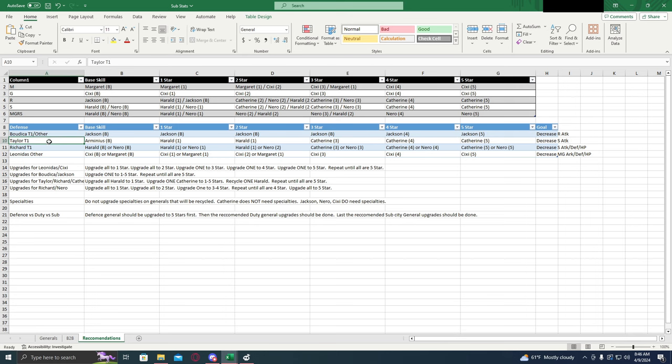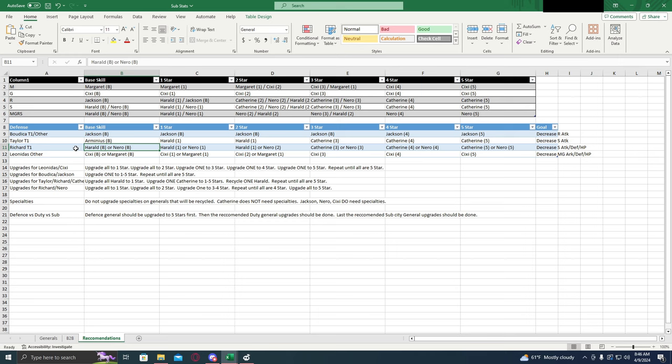This one is for a Attila T1 defense, which I think is a pretty solid defense overall. The thing you want to focus on for this defense, in my opinion, is decreasing the siege attack, because you want your archers to be a little bit more survivable. For the base skill defending siege, Arminius is going to be the best. Harold's pretty good at 1-star. Harold 1-star for the 2-star slot as well. And then once you get to 3-star, Catherine's going to be the best for debuffing that up to 4 and 5-star.